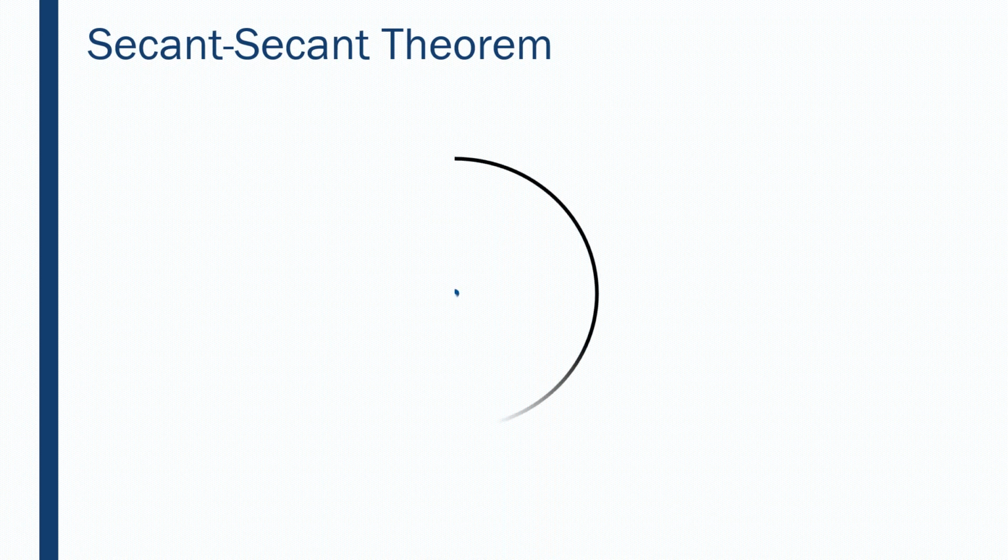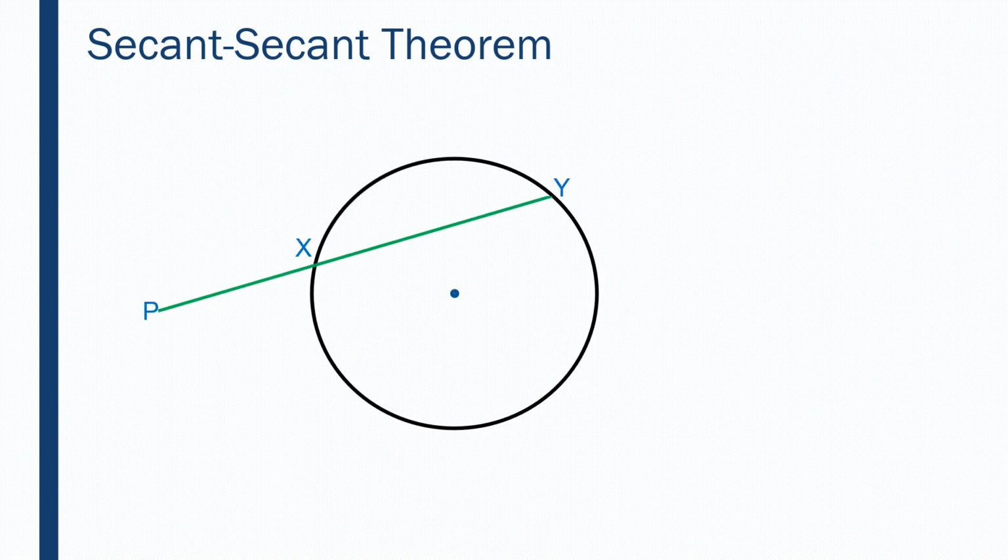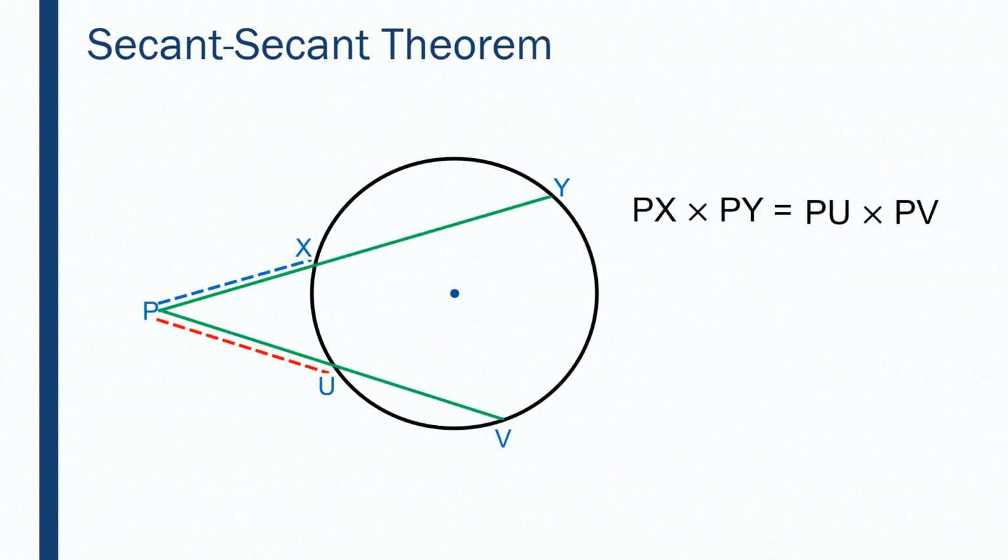Secant theorem. Let's draw a circle. And from the external point P to a circle, PXY, PUV. The secant theorem is the product of PX, PY equals the product of PU times PV.